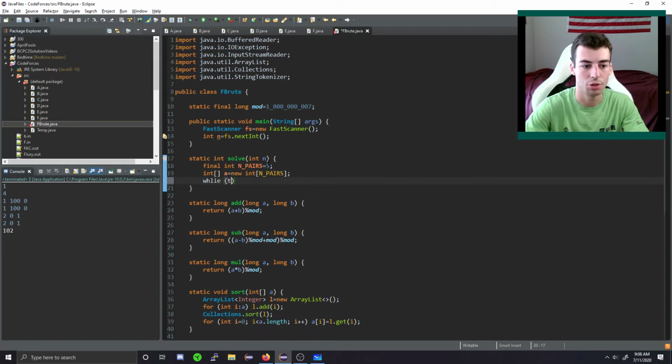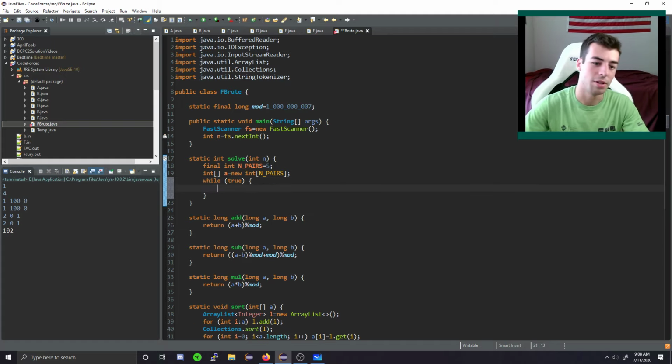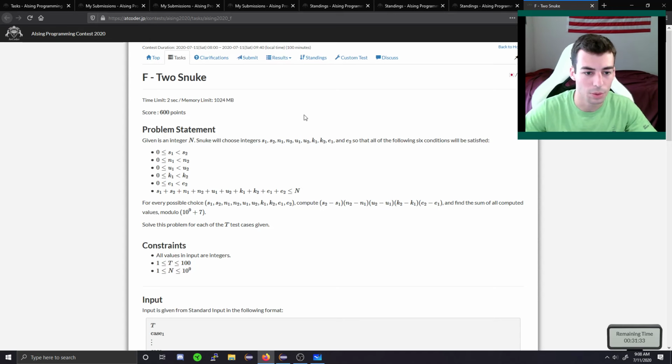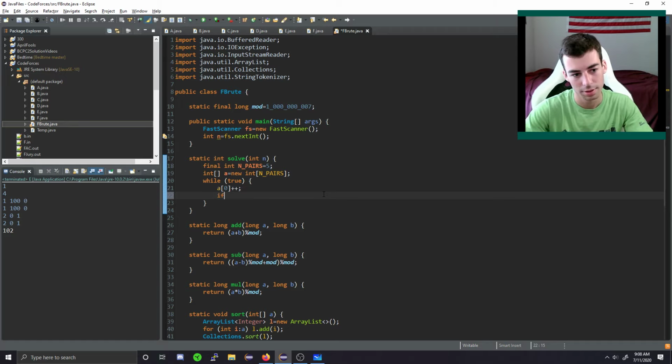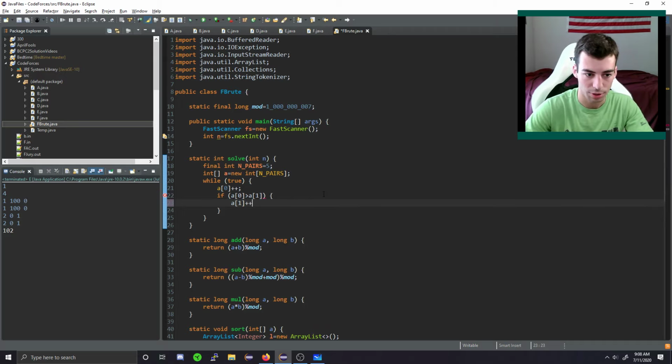Well, I guess just while true. There you go. That's how we start every sentence. Do this forever until I tell you to stop. So now a at 0 plus plus. Or wait, what did they say? They say the sum is less than 9. So a at 0 plus plus. If a at 0 is greater than a at 1, then a at 1 plus plus.